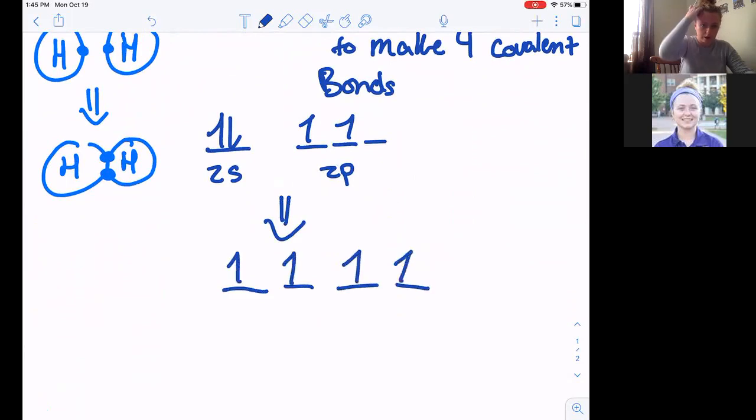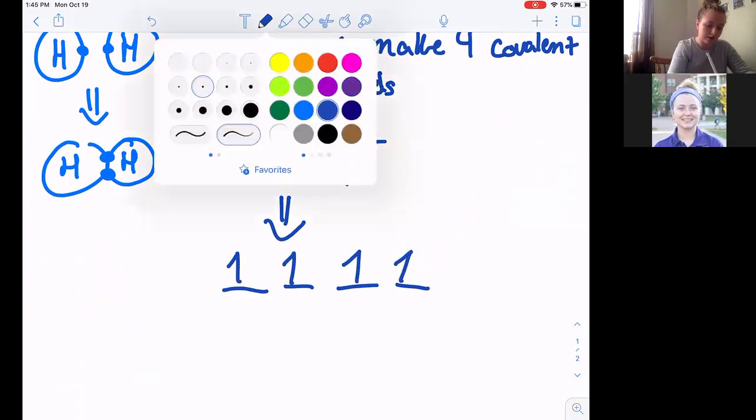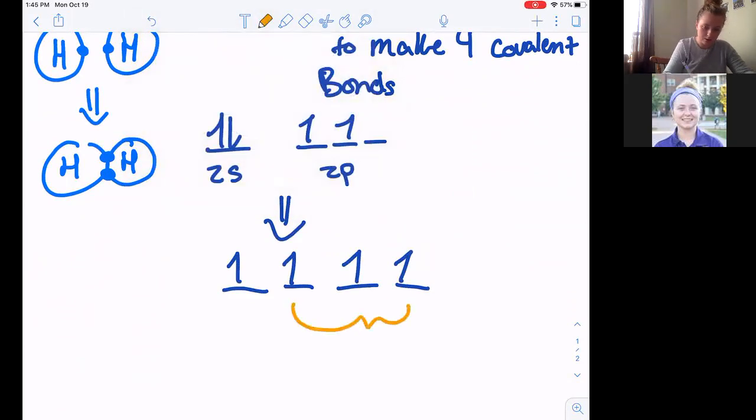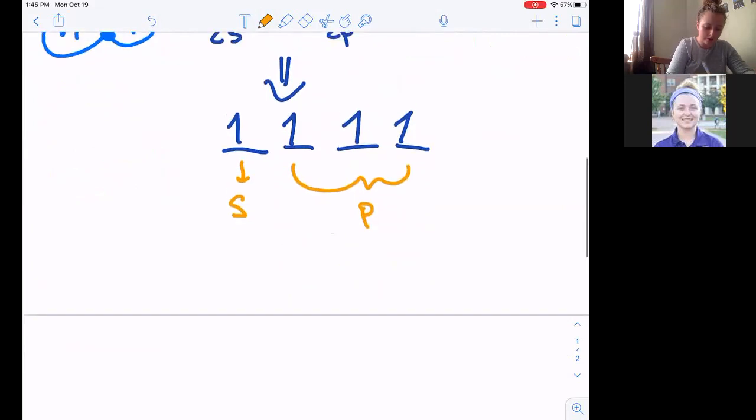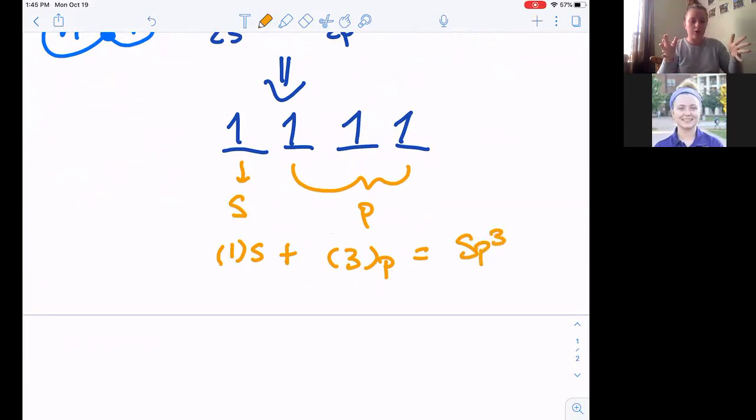And you can think about it like we have p's over here and we have an s. If you want to count it up, you can think, okay, I have 1 s plus 3 p's. So right now, that's sp3. Altogether, that's 4 orbitals. That's 4 orbitals to make covalent bonds, to make single bonds.